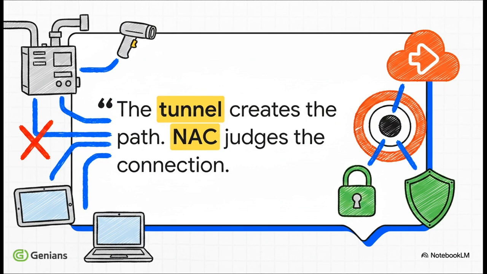You might have a brilliant Cloudflare tunnel securing the path to an application, but what about identifying a rogue PLC that just got plugged in? How do you isolate it? That is an entirely different ballgame. The tunnel creates the path, sure, but network access control judges the actual physical connection. This isn't a configuration problem in your dashboard, it's a layer problem.